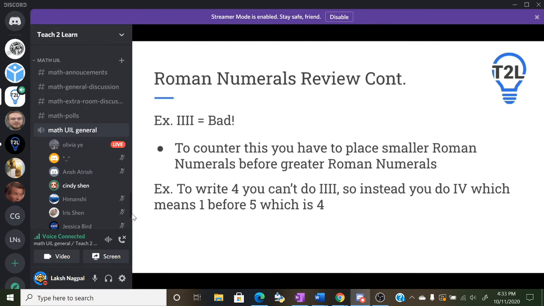So instead of writing 4 I's together to represent the number 4, you would place a smaller Roman numeral before a greater Roman numeral. So for 4, you would put the I in front of V, which is 1 before 5, which is 4.